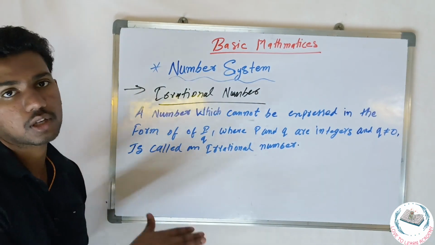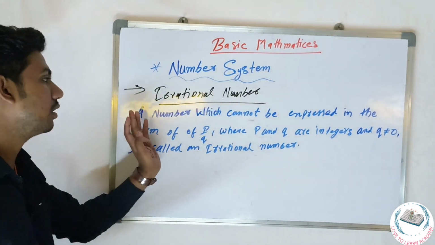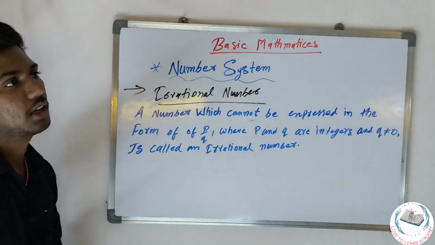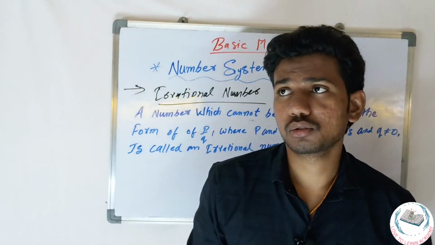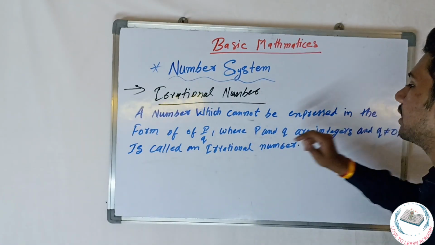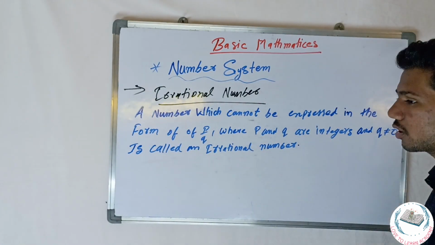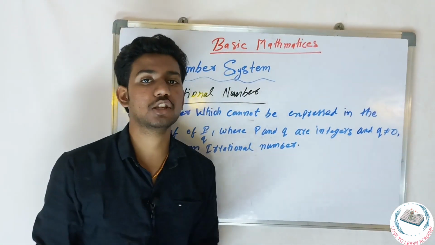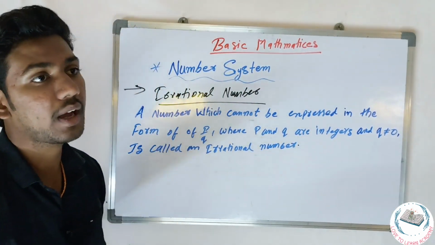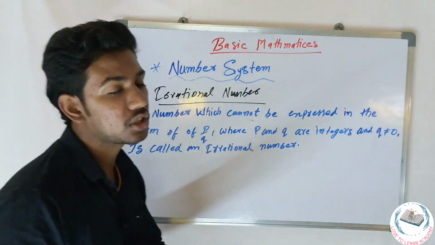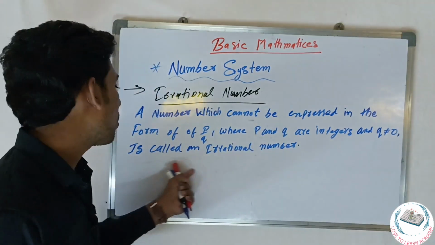Okay, we already discussed rational numbers. Now we have to see irrational numbers. Okay, so what is an irrational number? A number which cannot be expressed in the form of p by q, where p and q are integers and q does not equal 0, is called an irrational number.